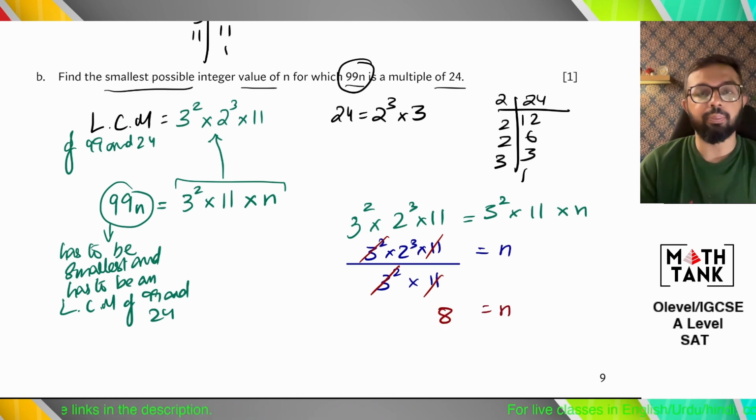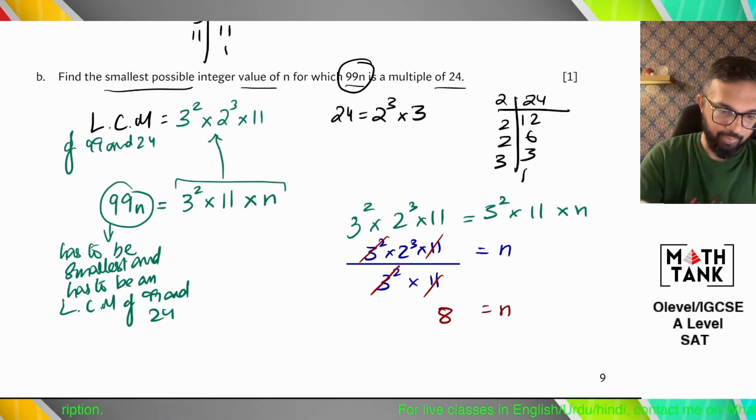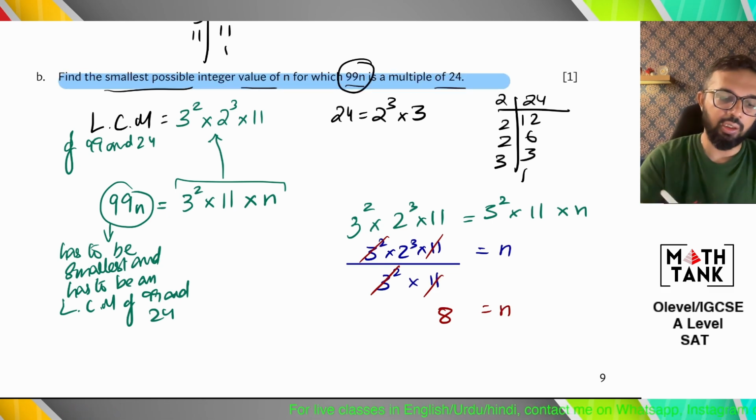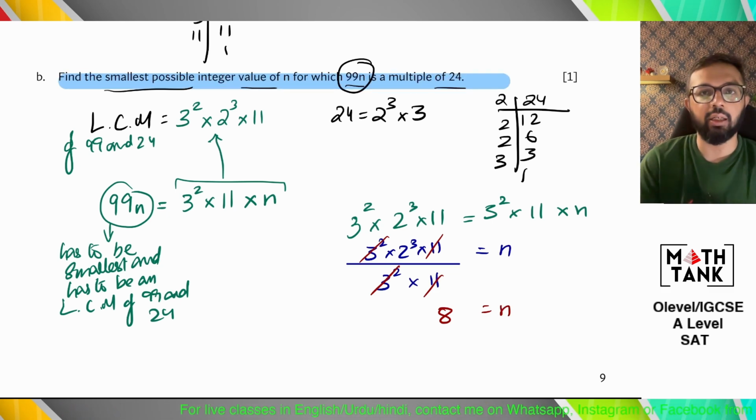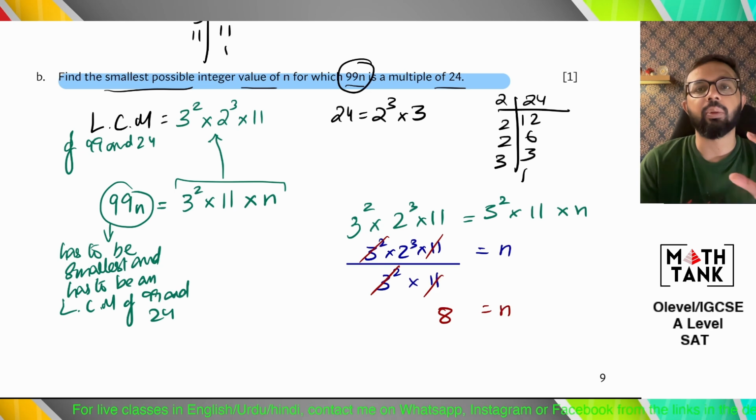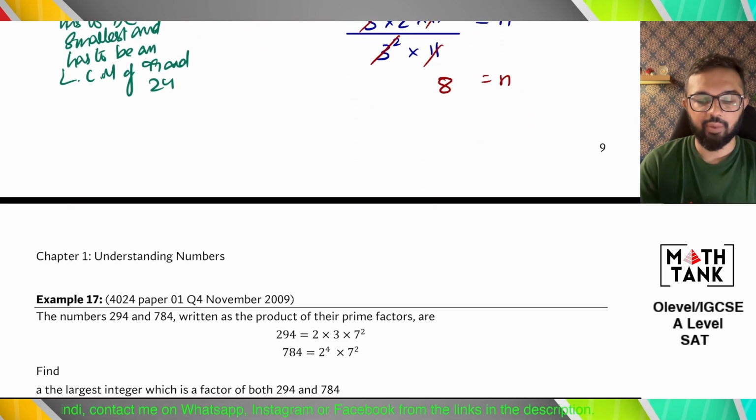This is a typical past paper question. You should remember what this means. The question simply means that I want 99n to become equal to the LCM of 99 and 24.